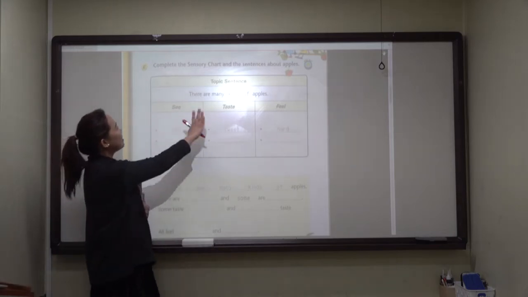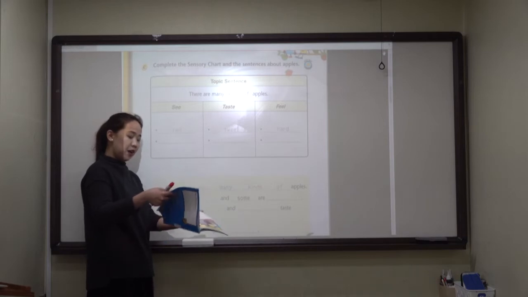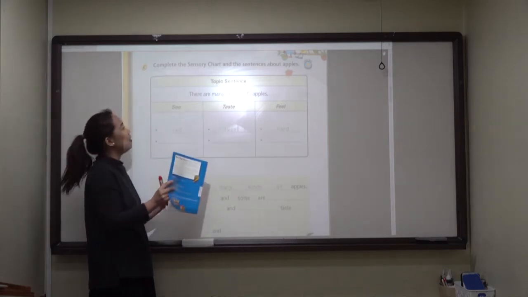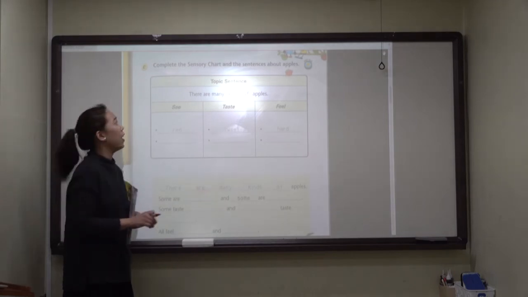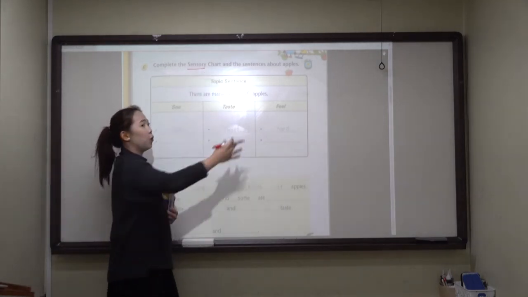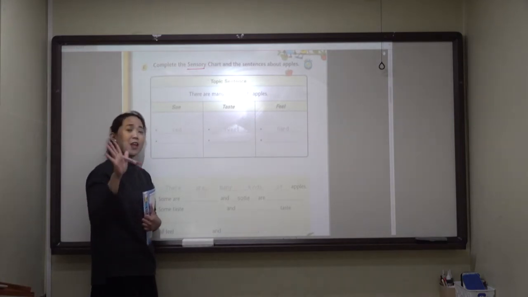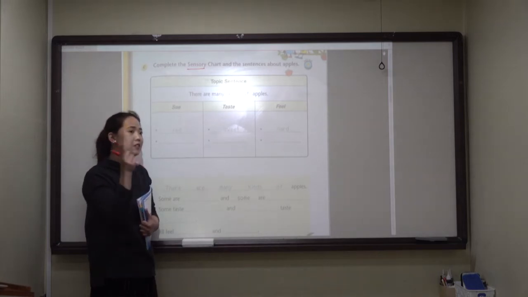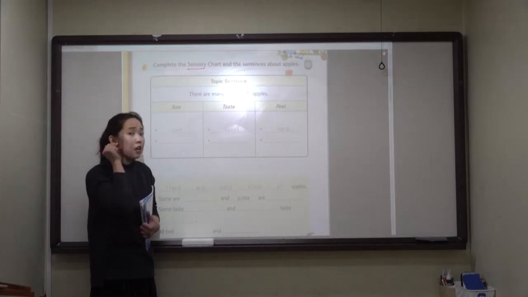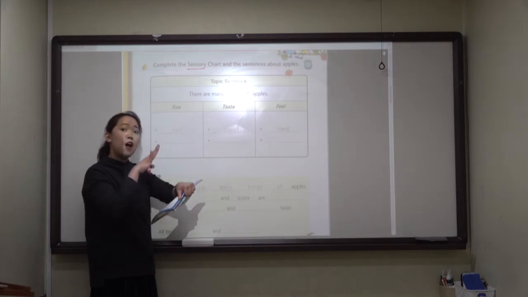Okay, so complete the sensory chart and the sentences about apples. This one, guys, is the next page, 49. Teacher, what is sensory? Sensory here is from the word sense. How many senses do we have? We have 5 senses: the sense of sight, sense of smell, sense of hearing, sense of taste, sense of touch.